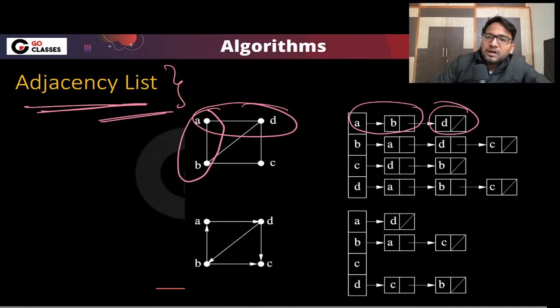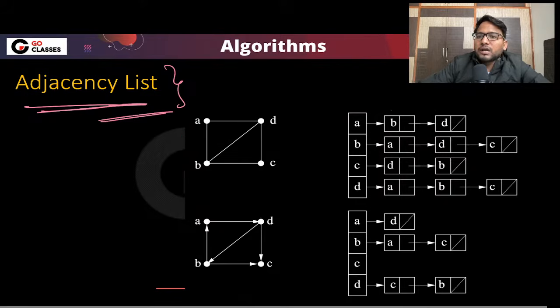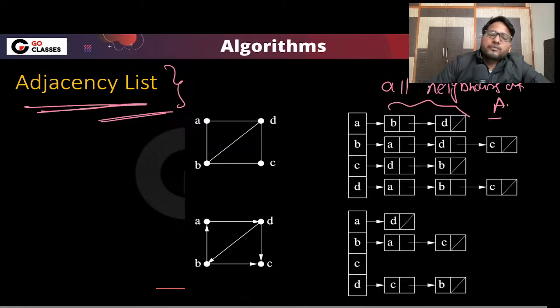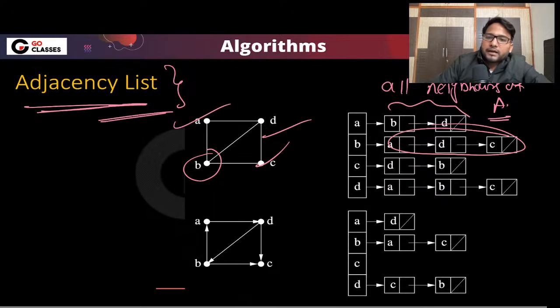So which means all the neighbors of A. See, these are all neighbors of A. Understood? Which means all the neighbors of A you will be writing in a linked list. Similarly, if B is here, then all the neighbors of B, which means A, C and D, right? So A, C and D you will be writing here, right?